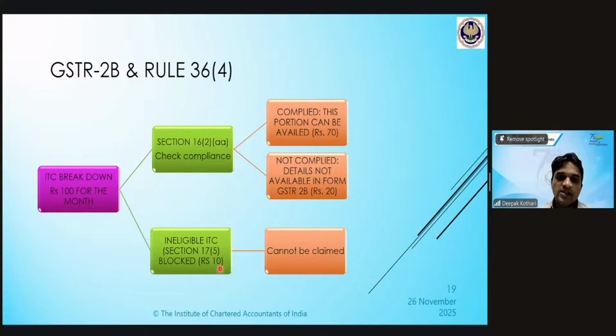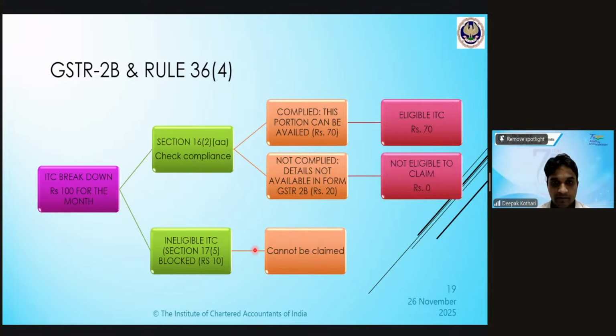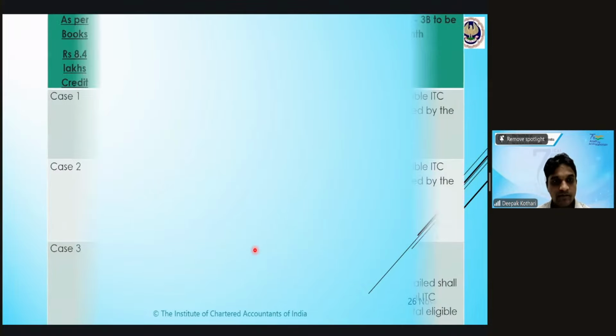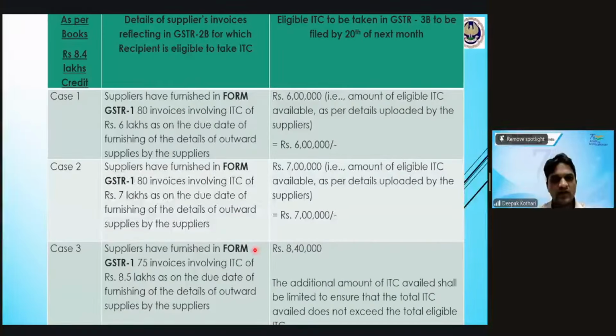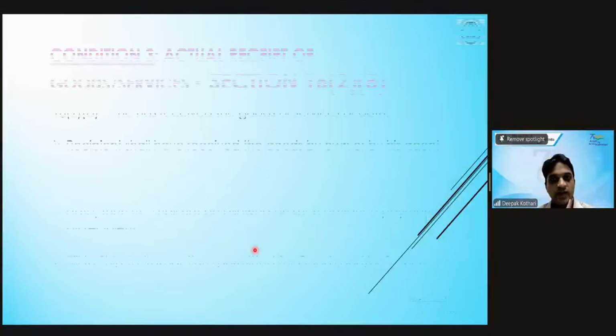And then ineligible ITC. We had said that there can be credit which is eligible and credit which is not eligible. Now, this credit which is ineligible, you cannot claim it anytime. Even if it is appearing in your GSTR 2B, if it appears under the ineligible credit, you cannot claim it. Okay, some examples. I think we'll be taking the questions, so we'll cover this there.